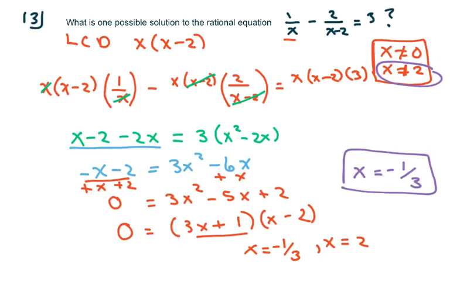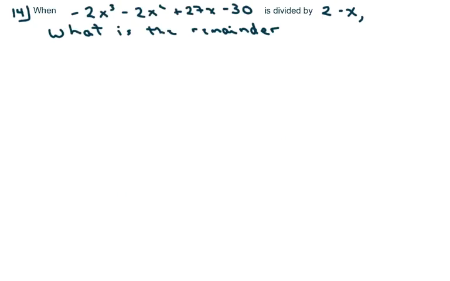Alright. I think we have one more medium. So it says when we have this polynomial here, and it's divided by this, what's the remainder? So basically, what we want to do is look at a long division.